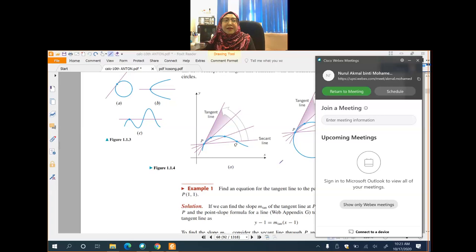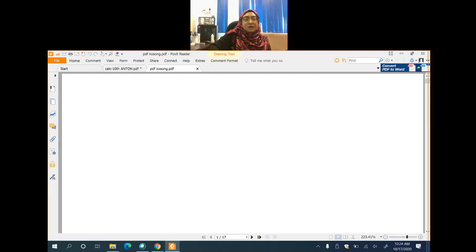So we will learn, like before, you might have learned that the derivative of a function f equal to y is equal to 1, isn't it? Or let's say you have y is equal to 2x. So the derivative of y with respect to x is equal to 2. This is what you have already learned during your additional mathematics.